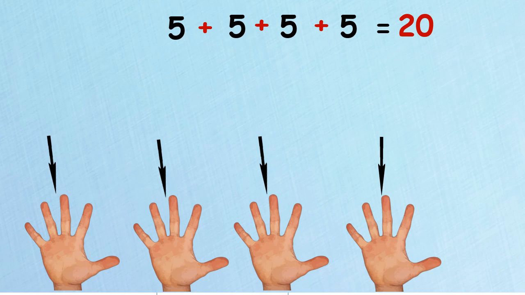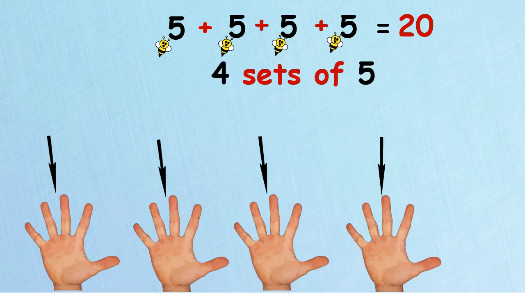How many sets of 5 do we have? We have 1 set of 5, 2 sets, 3 sets, 4 sets of 5. And we are going to replace sets of with our multiplication sign. 4 multiplied by 5, or 4 times 5 is equal to 20.